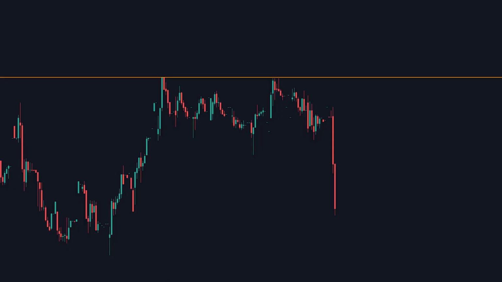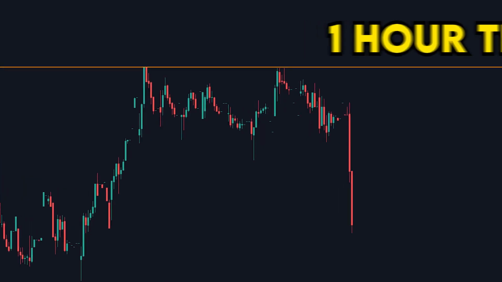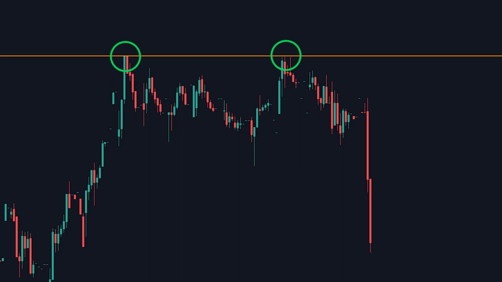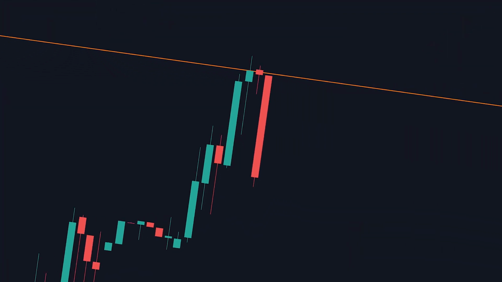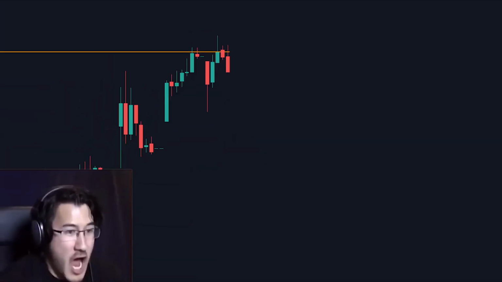One being support and resistances on higher time frames are more accurate and price respects them a lot more, so you won't get as many false breakouts. Nobody likes false breakouts. No!